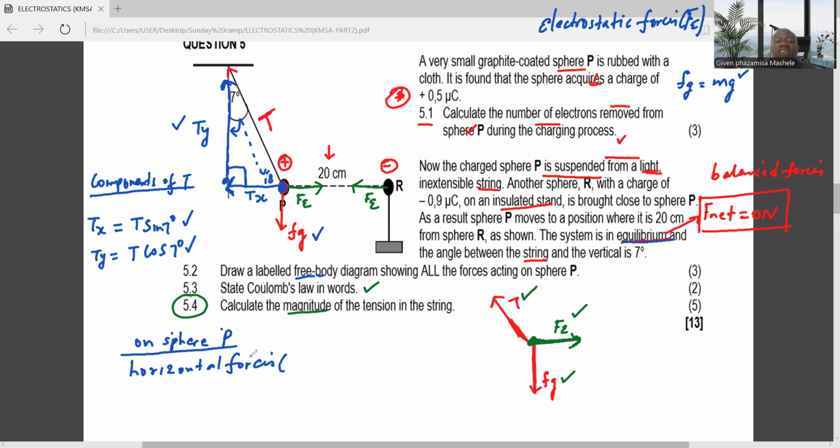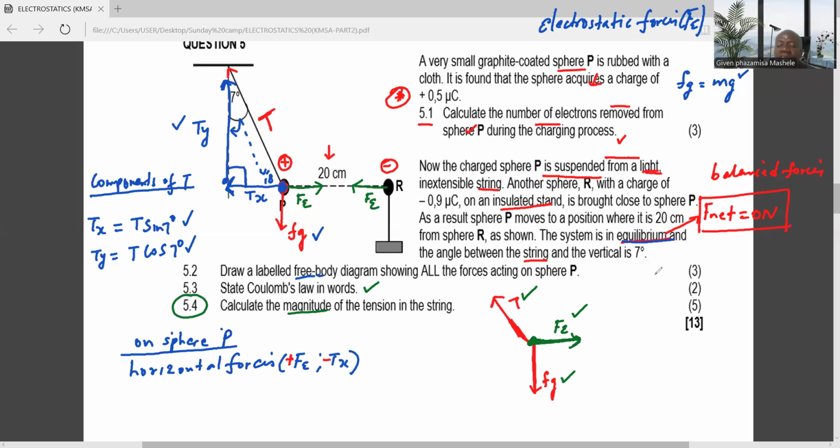How many forces are actually horizontal? Horizontal, we are referring to those directed to the right or to the left. Obviously, there are two of them: the electrostatic force and the X component of the tension, but they are not directed in the same direction. So we can choose right as positive, which means the electrostatic force at P will be positive, and choose left as negative.